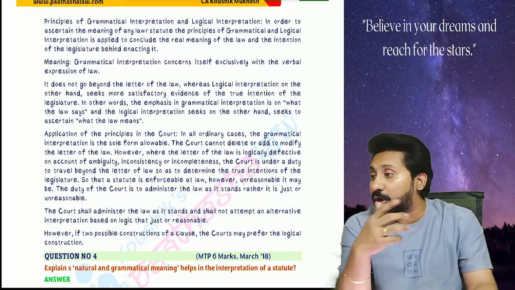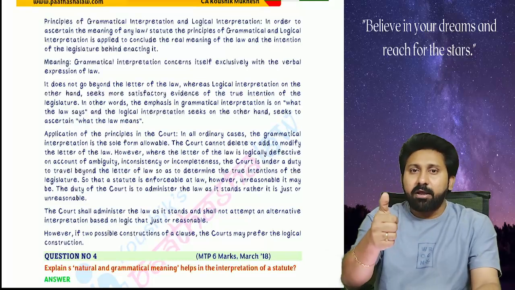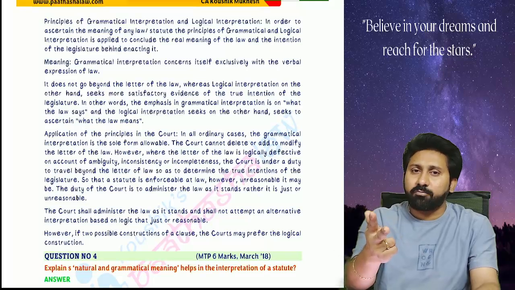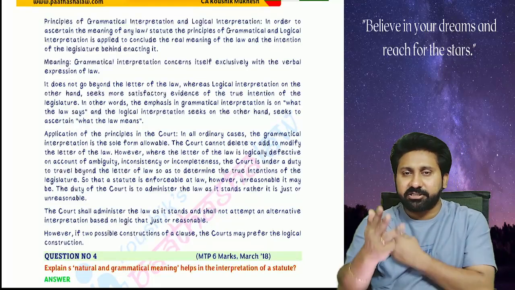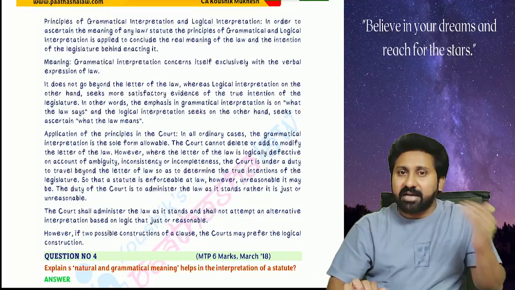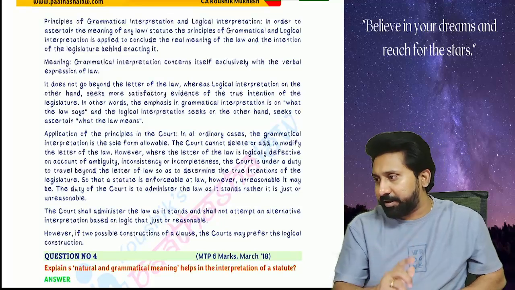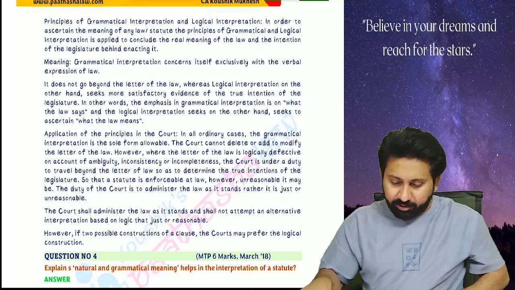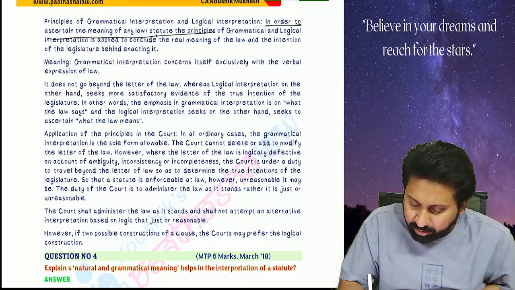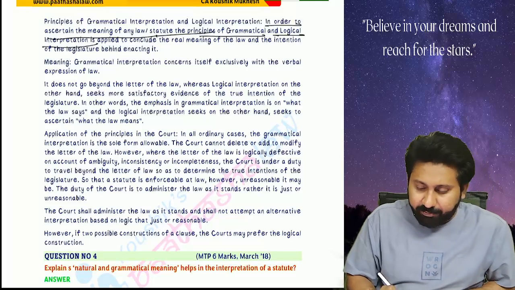And the second one is logical interpretation. Logical again has 5 branches. Number one, reasonable construction, beneficial construction, harmonious construction, exceptional construction, ejusdem generis. These 5 are logical interpretations. On the other side, there is grammatical interpretation, also called literal interpretation. So the first line: in order to ascertain the meaning of any law or a statute, you have two principles, the principle of grammatical and the principle of logical interpretation.